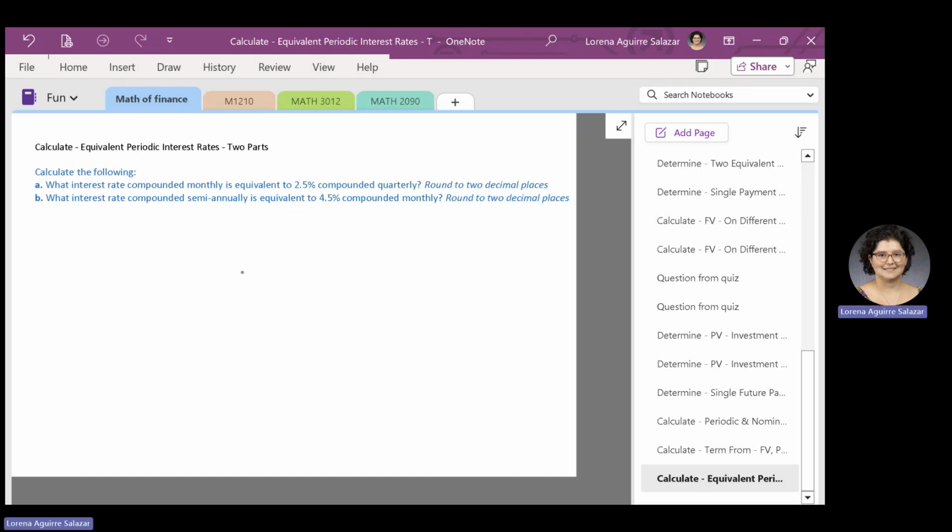Hello, and welcome to this video on compound interest. We're going to calculate the following. First, what interest rate compounded monthly is equivalent to 2.5% compounded quarterly? And second, what interest rate compounded semi-annually is equivalent to 4.5% compounded monthly? We need to round answers to 2 decimal places.